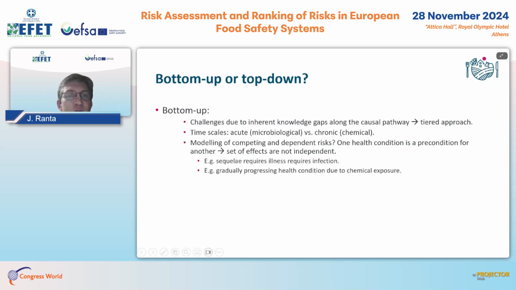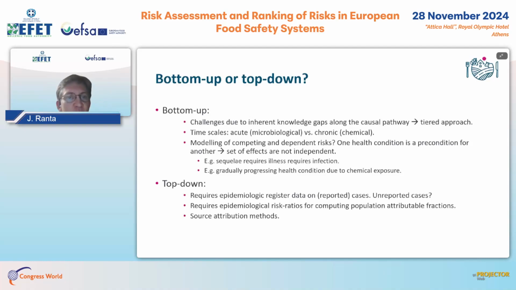And then there's a question about competing or dependent risks, and how to model these, because one health condition could be a precondition for some other condition. And so the set of all possible effects may not be independent. So should they be counted as some kind of dependent set of effects, where first something has to happen before something else can happen? Like a gradually progressing health condition, or on the microbiological side, you know that sequelae require illness, which requires infection. So it's actually a process of different effects going in a sequence, and not independently.